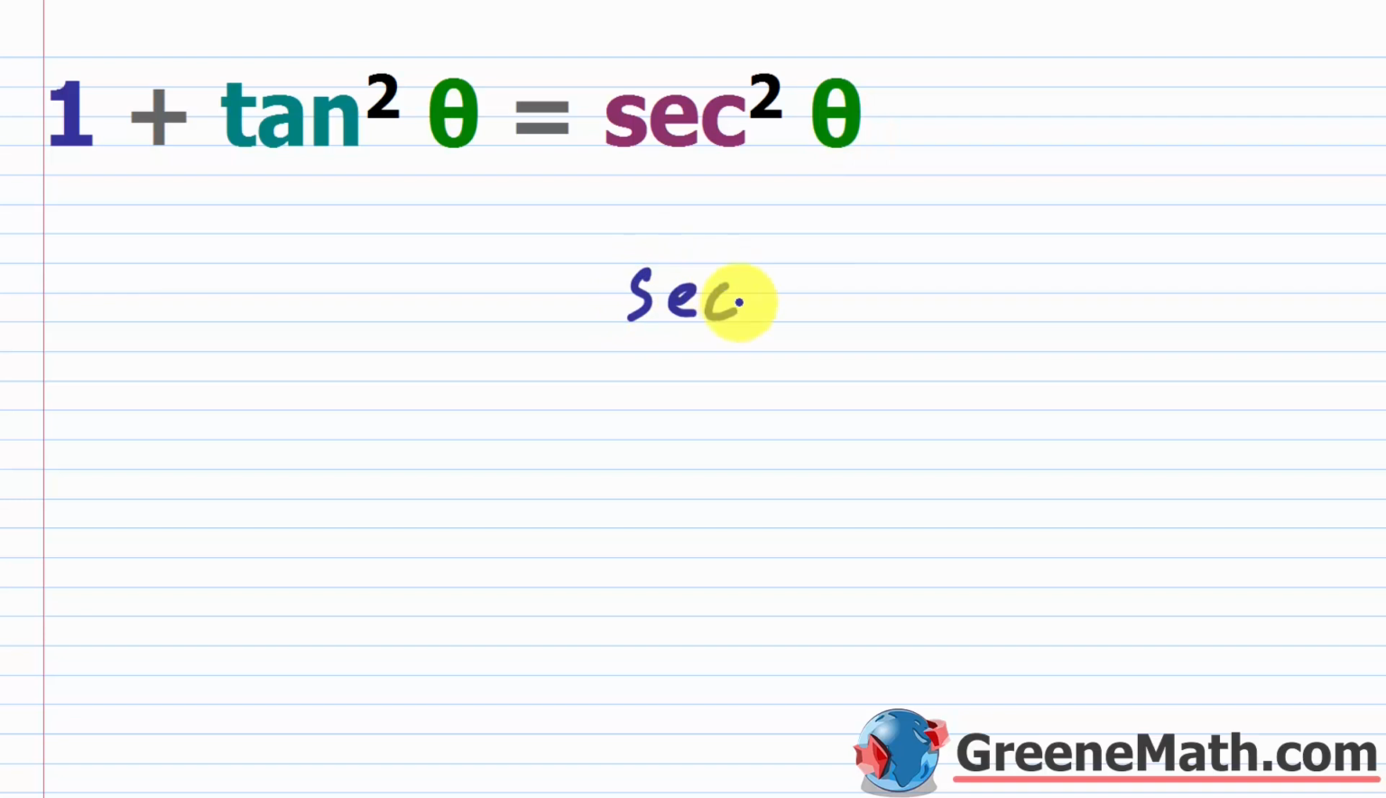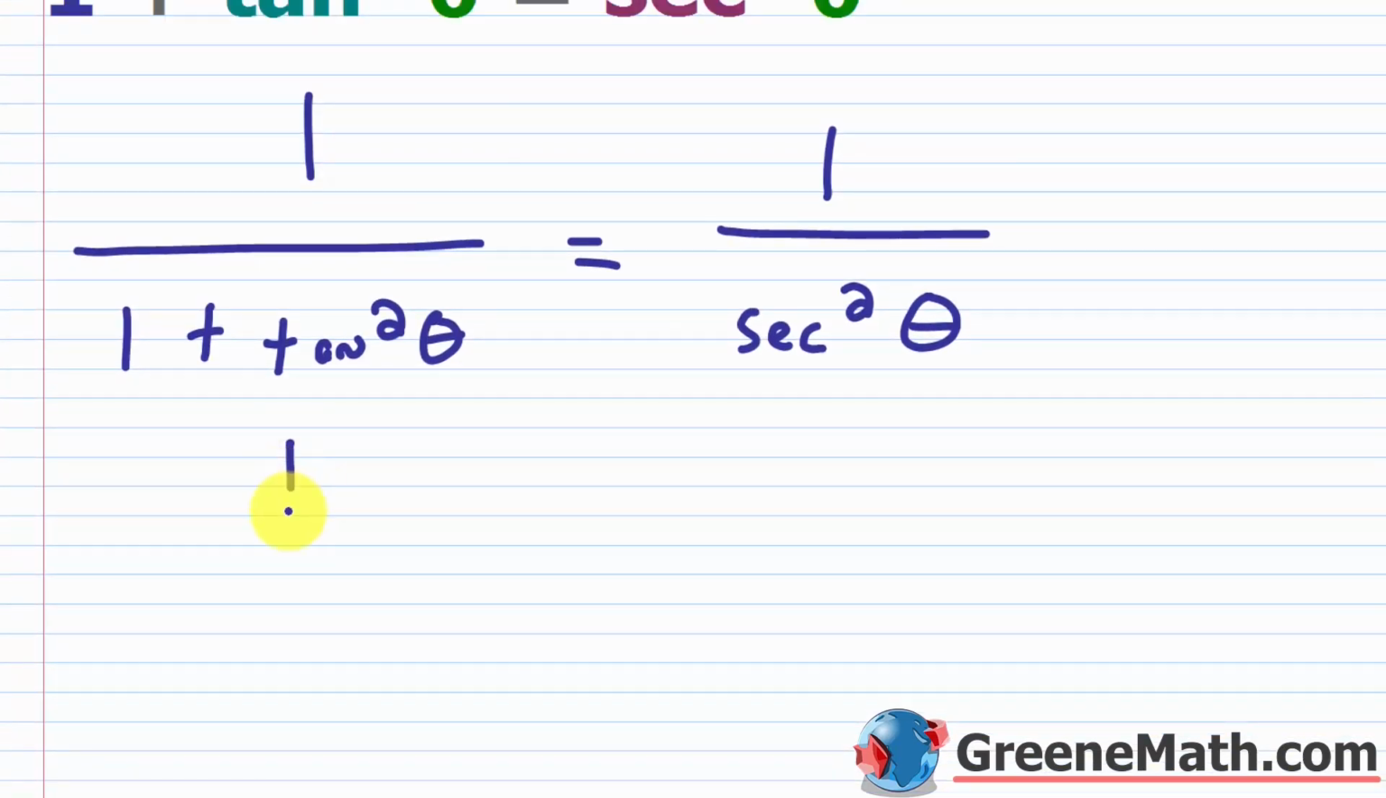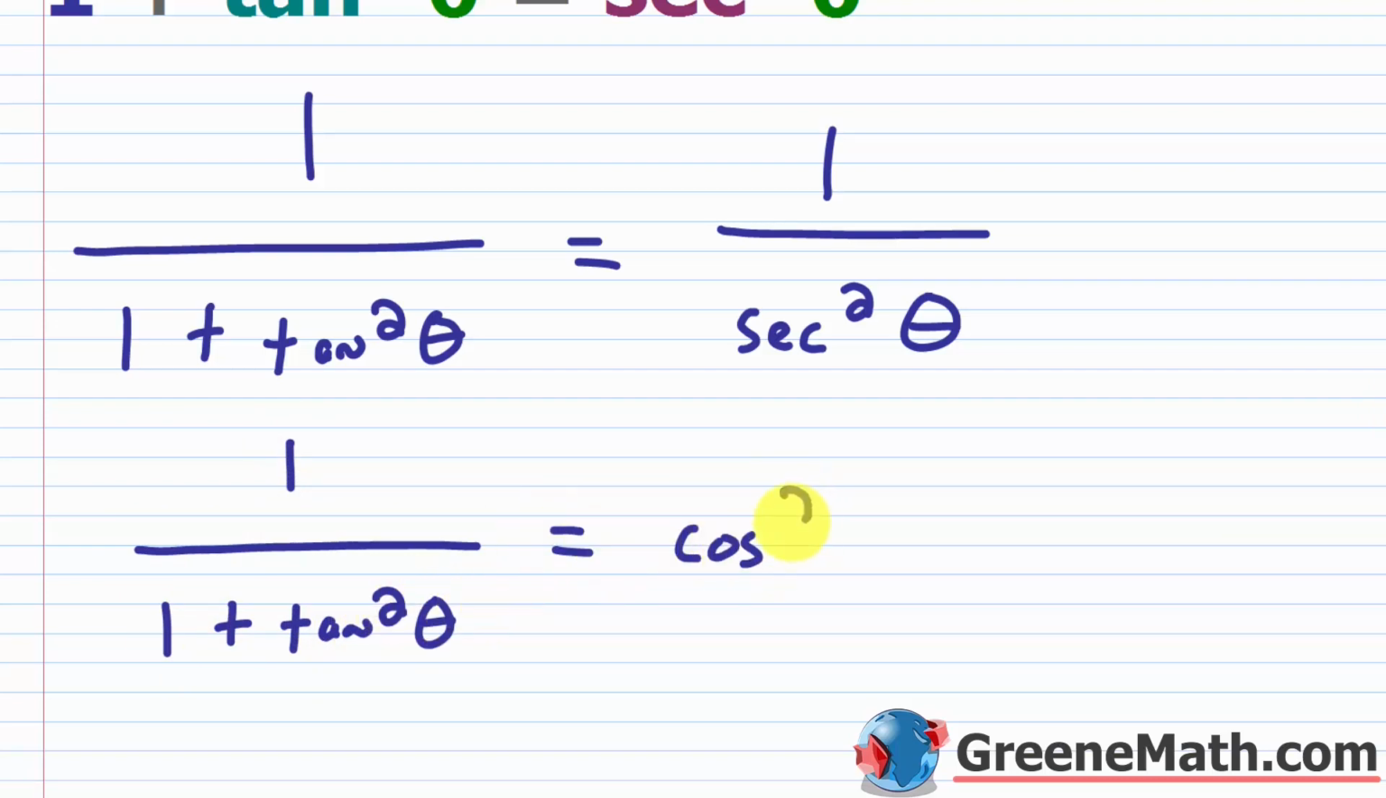Remember, the secant of theta is 1 over the cosine of theta. So what I'm going to do first is take the reciprocal of each side. I'm going to say 1 over 1 plus tangent squared theta is equal to 1 over secant squared theta. Now I'm going to replace this, because of the reciprocal identities, with cosine squared theta. On the left, I have 1 over 1 plus tangent squared theta, and on the right, I'll put cosine squared theta.